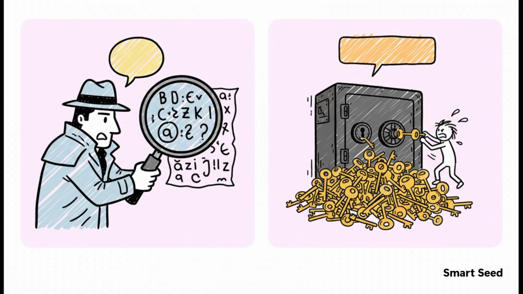You've got the smart attack, cryptanalysis. This is where you look for clues and patterns. Like, you know the letter E is super common in English, so if you see one letter showing up all the time in the ciphertext, that might be your E.